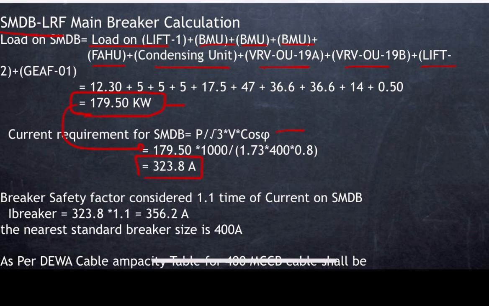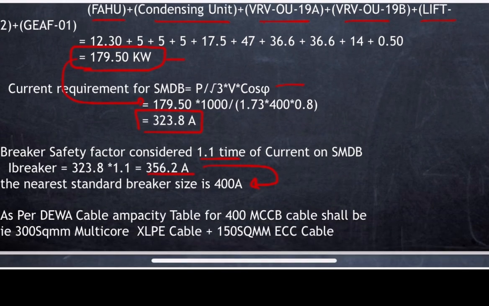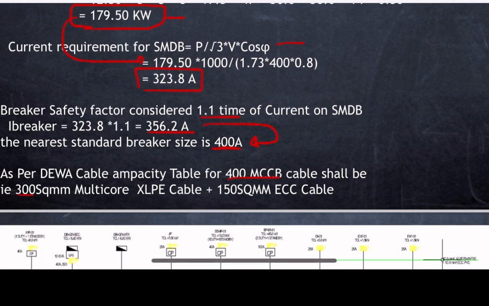The current is 323.8 ampere. I took the safety factor as 1.1, so the calculated breaker rating is 356.2 ampere. The next available breaker rating is 400 ampere. Based on the breaker rating, I again refer to the DEWA regulation and I selected the cable size as 300 square mm, with the earthing cable half of it, that is 150 square mm.